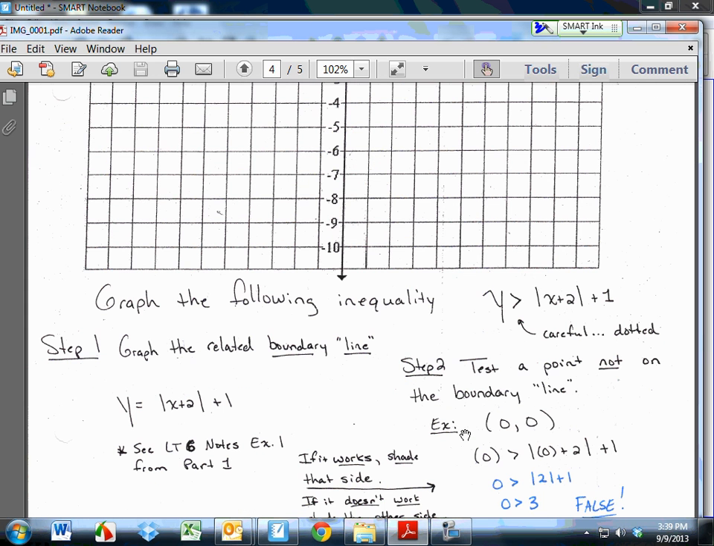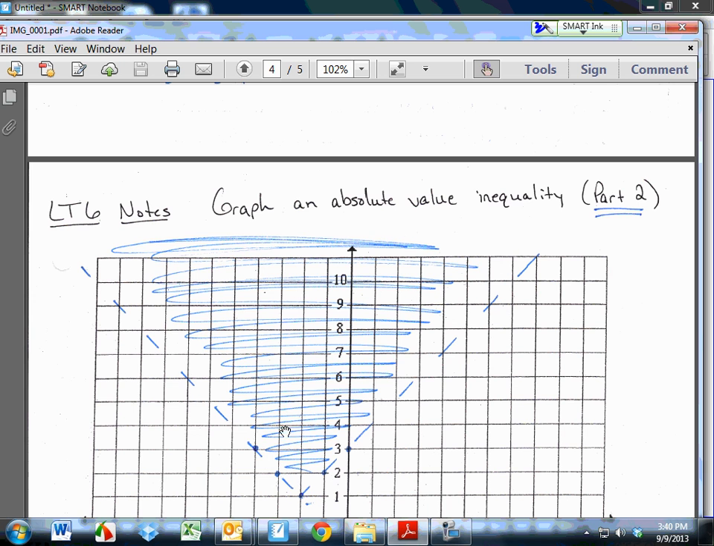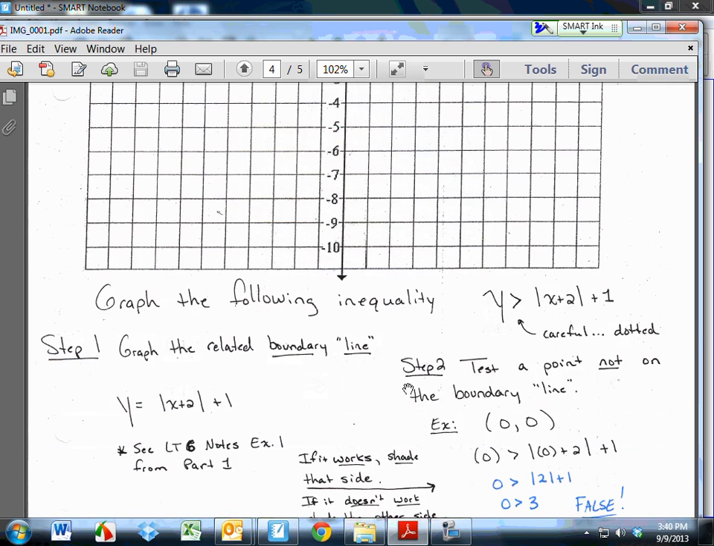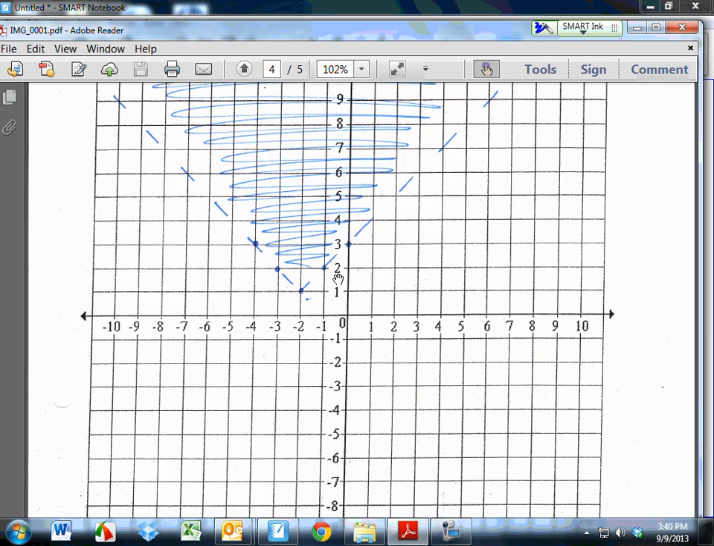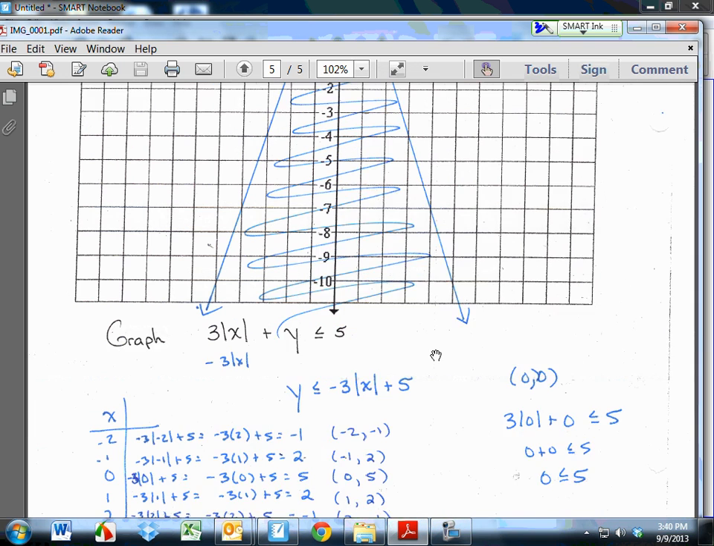Now let's try our little trick that we did on the Learning Target 5 video. Our trick, if you will, would say if the y's are greater than the absolute value, well, y's get bigger as you go up. So if our trick's going to work, we should shade above the V. Y's are greater, so shade above. Let's see. We did shade above. And if it doesn't have the equal to, again, dotted. Okay. Now let's look at this last example, see if the trick works.